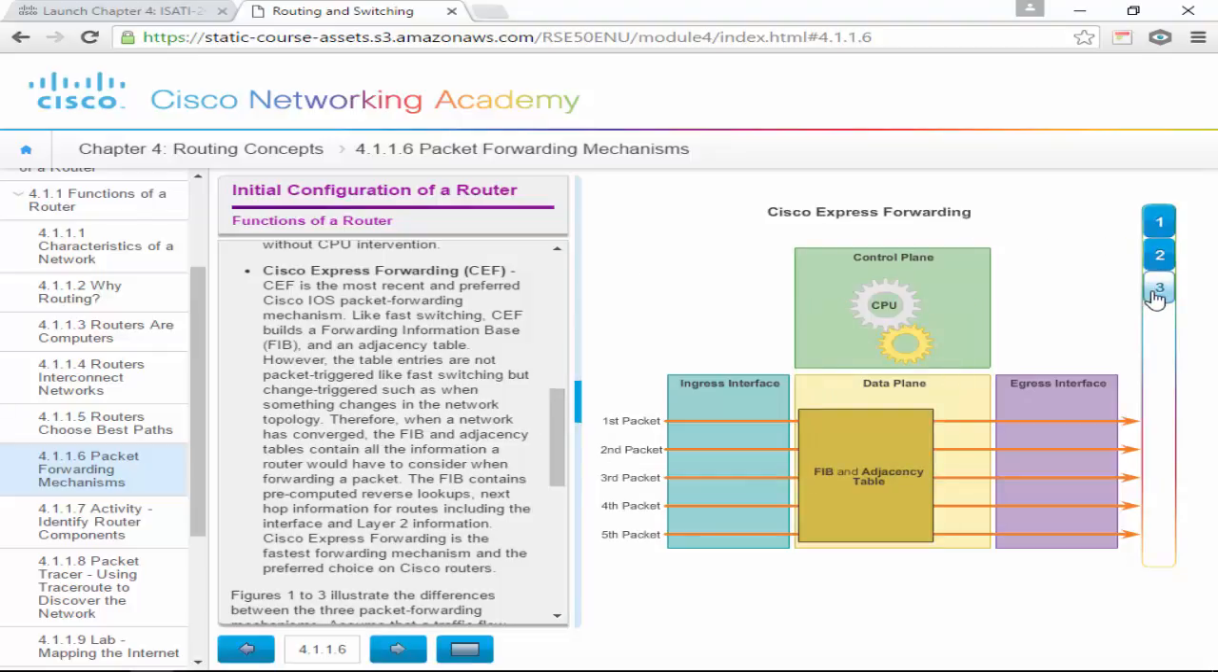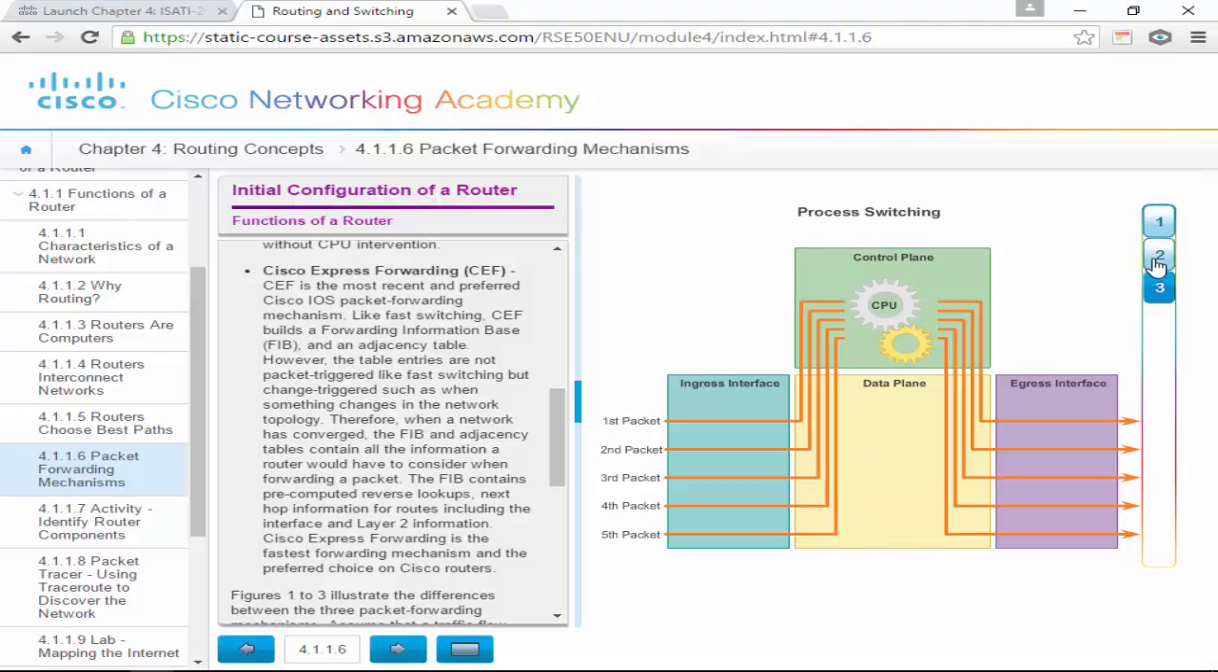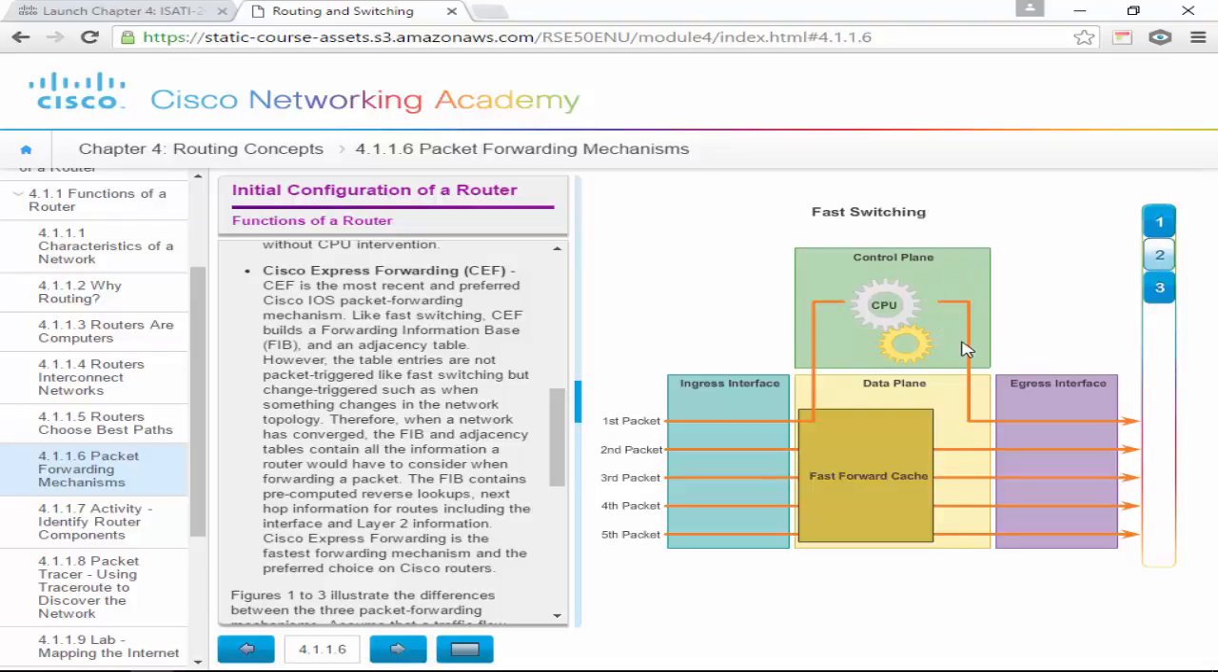So, this shows you the difference between these mechanisms in these graphics. First one, straight CPU. Second, fast switching, some of it's CPU, and the third one, it's built these routes and it's ready to go using a lot less CPU.